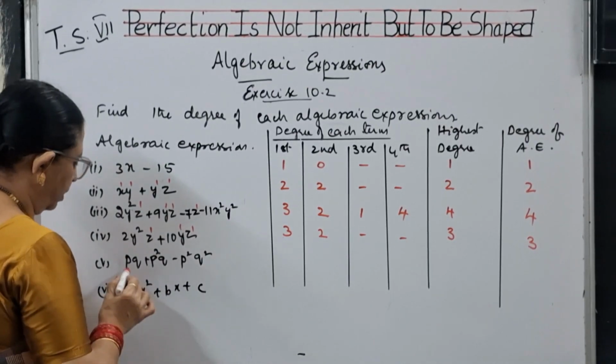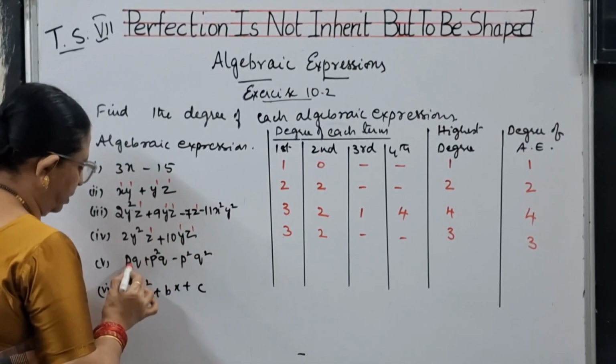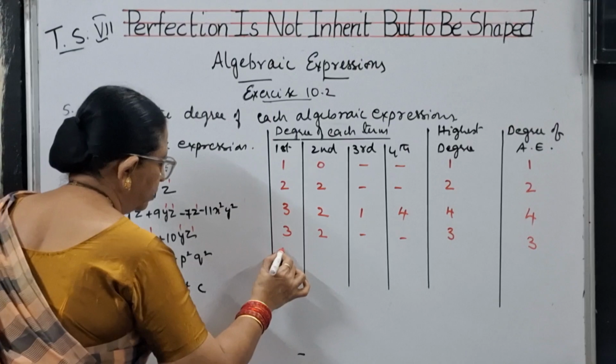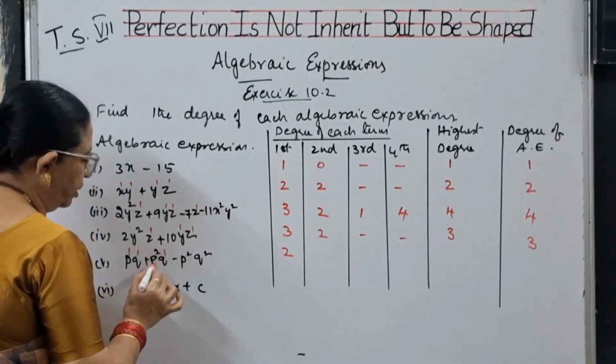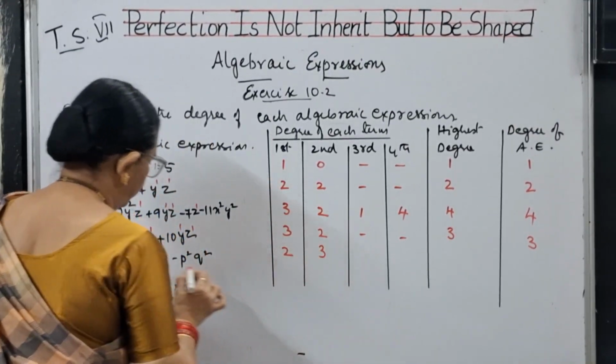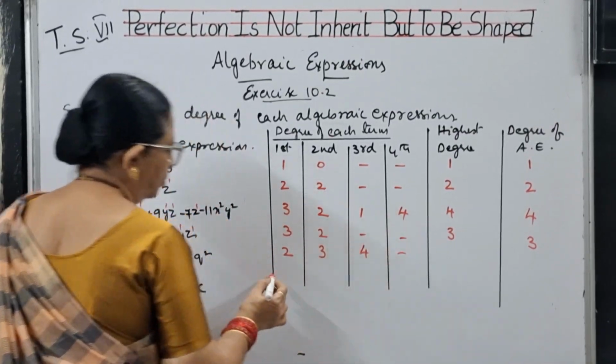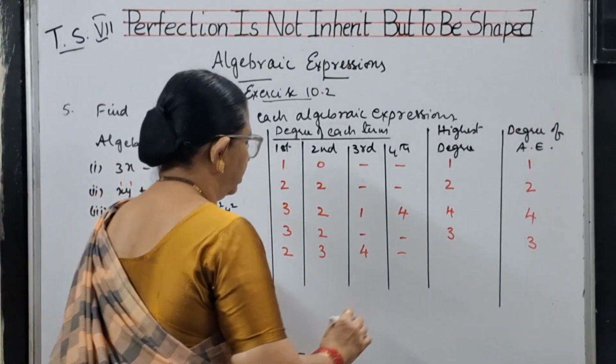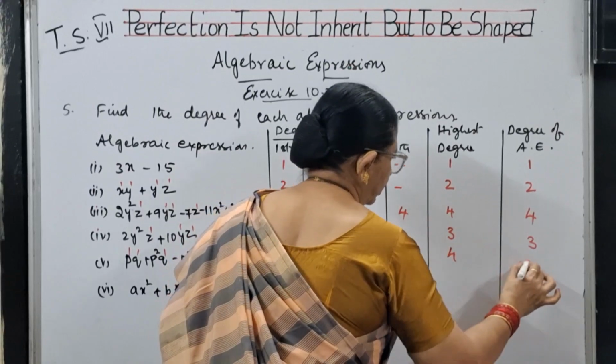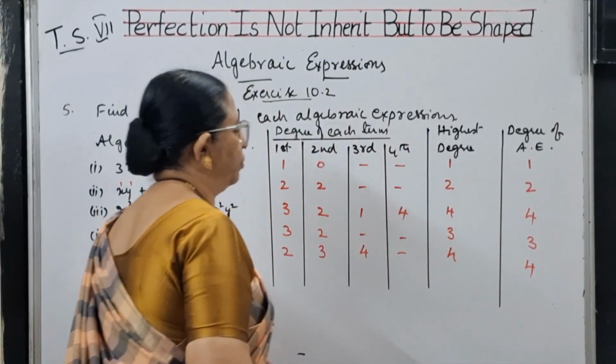So here 1, 2, 3 terms are there. Here 1 plus 1, 2, 2 plus 1, 3, 2 plus 2, 4. That's all. So 2, 3, 4. So here it is 4. So the degree of the expression is 4.